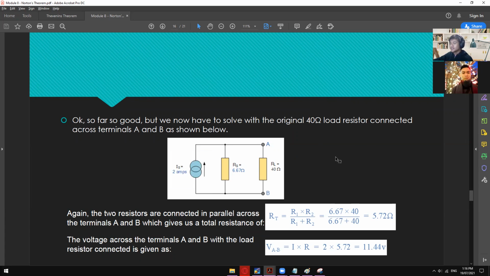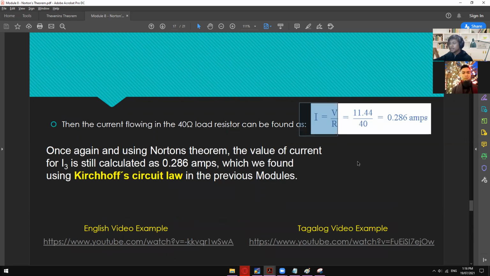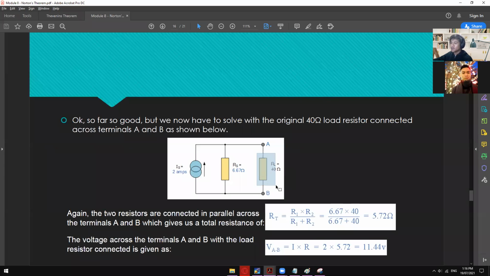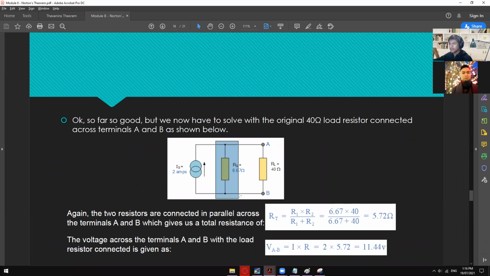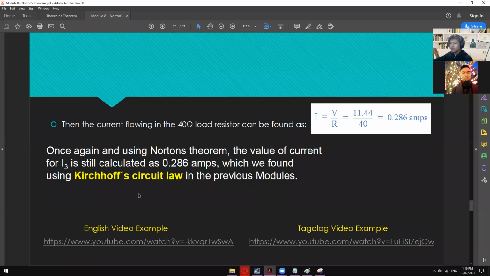Okay. So, yung meron tayo dito, okay, is the current across RL. So, my bad on that one. Okay. Which is 0.286 amps. And then, of course, some current will flow in here. Okay. The remaining current. And then more examples.